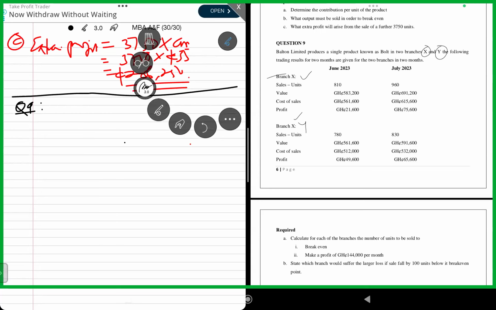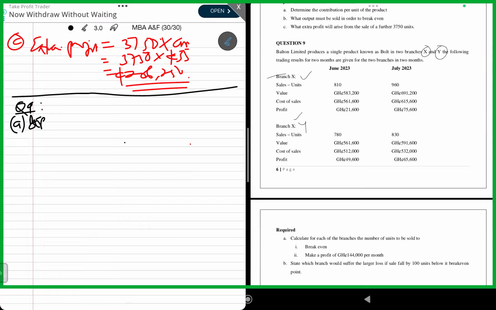What comes to mind? How do you approach it? Break-even point in units. So let's say this is branch X. Let's be quick. With break even, we are looking for the fixed cost over the contribution per unit, or contribution margin. What do you do next?